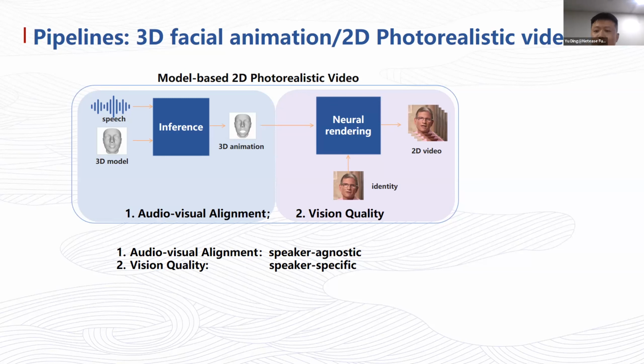Audio-visual synchronization can be considered unrelated to a specific speaker, while visual quality is specific to a particular speaker. If we can decouple these 2 problems and solve them separately, the modeling of audio-visual synchronization can be shared for any speakers. That means when we want to generate a specific speaker's video, we only need to focus on the second part, while the first part can be shared. This greatly reduces the data requirements and speeds up the application process.